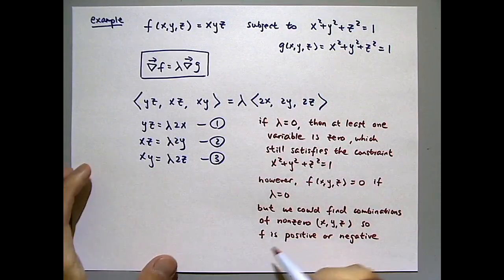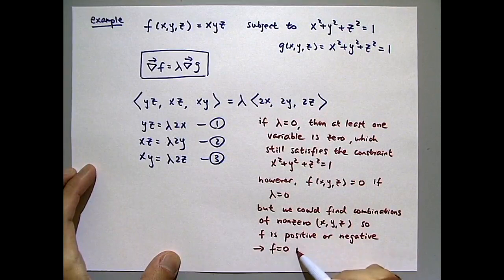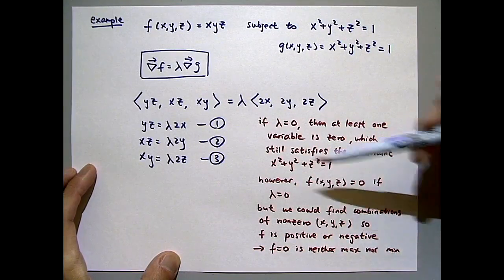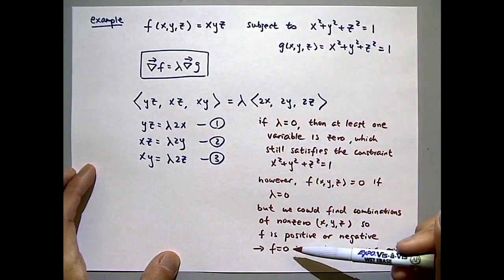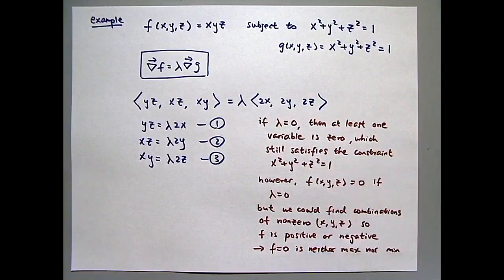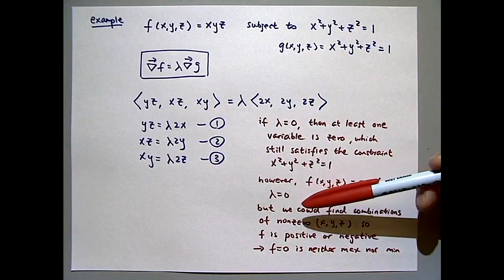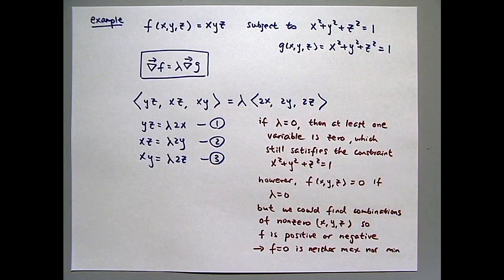Okay, good. Which means f equal to 0 is neither max nor min, because I have ways to make f equal to a positive number, which is automatically bigger, or a negative number, which is automatically smaller. So 0 is not going to be a max or min, which we therefore don't care about. So lambda equal to 0, even though it's allowed, is not something we're going to consider. So once more, we're going to assume that lambda is not equal to 0.